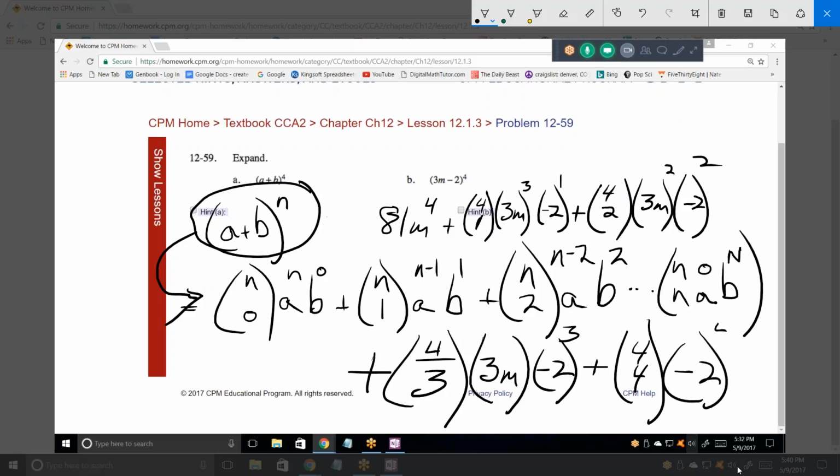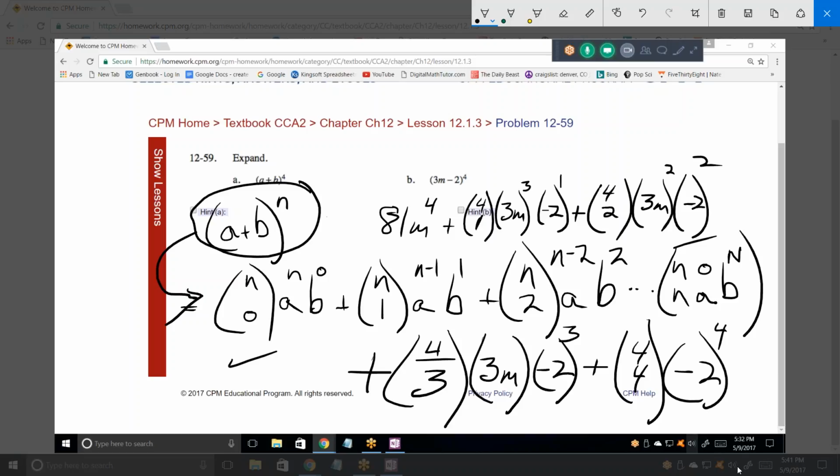Notice one thing. 4 choose 4 is the same as 4 choose 0. They are both 1, just the way you do combinatorics. 4 choose 0 is equal to 4 choose 4, and it'll always be like that. In other words, this coefficient there is going to be the same as that coefficient right there. Okay?